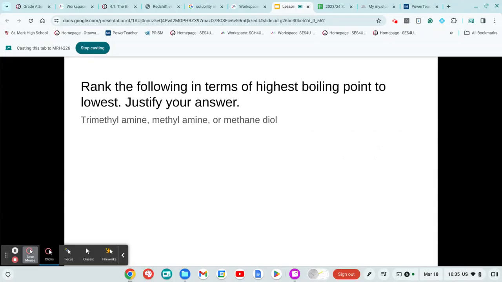Try and draw these and then rank them in terms of highest boiling point to lowest. Then justify your answer. Trimethylamine, methylamine, or methanediol.